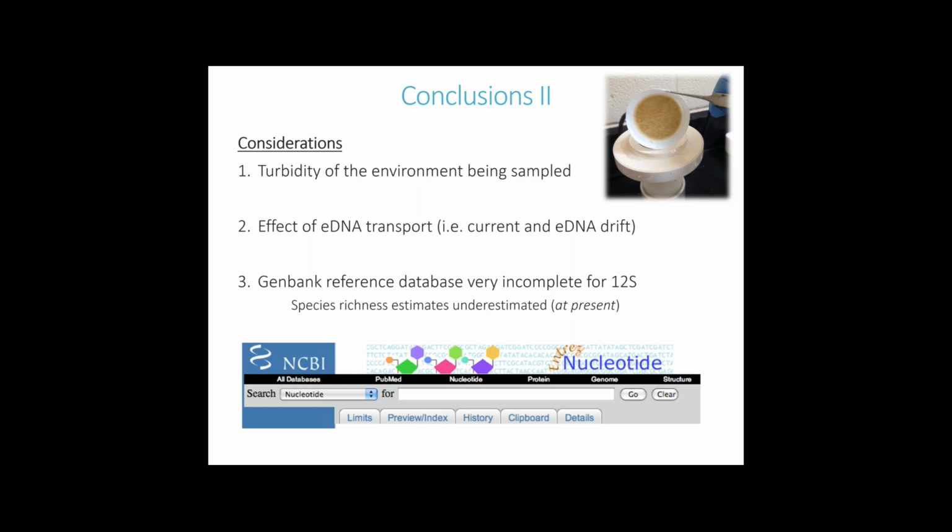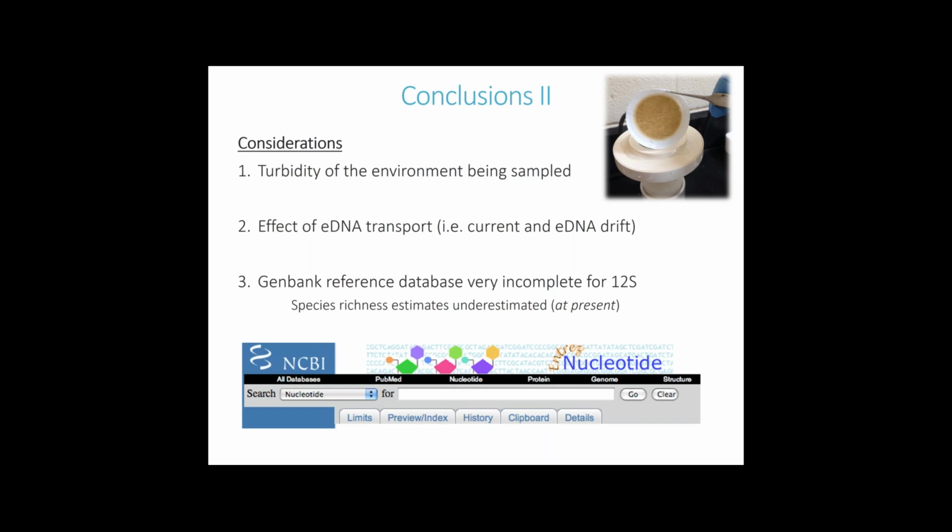The second thing, which I can't account for, though I try to account for it as much as possible, is the effect of eDNA transport and drift. Our controls were 500 meters away, but unless you really model or test the directionality of flow, this is a hard thing to wrestle with. I think we did a pretty good job of it, but I can't definitively say whether our controls were far enough away or not.